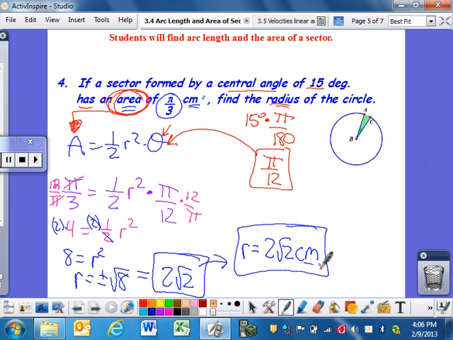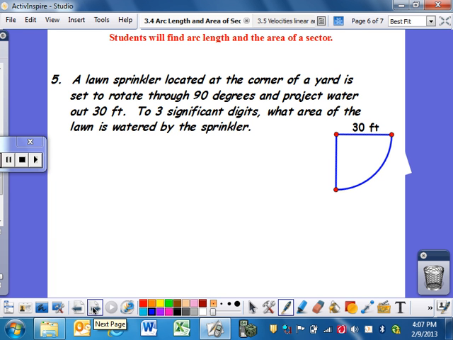Alright, so that's an example of when I give you area and a degree measure and you have to find the radius. So there's a variety of things that you might end up having to do. And then the last problem I'm going to show you is more of a word problem. A lawn sprinkler located at the corner of a yard is going to rotate 90 degrees. So I know this is a 90-degree angle. And it projects water out 30 feet. So that's 30 feet in any direction that you want.